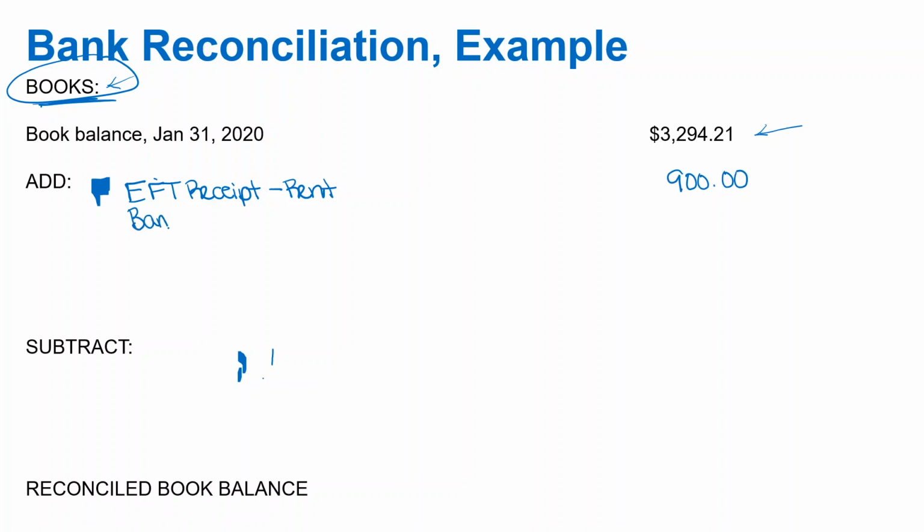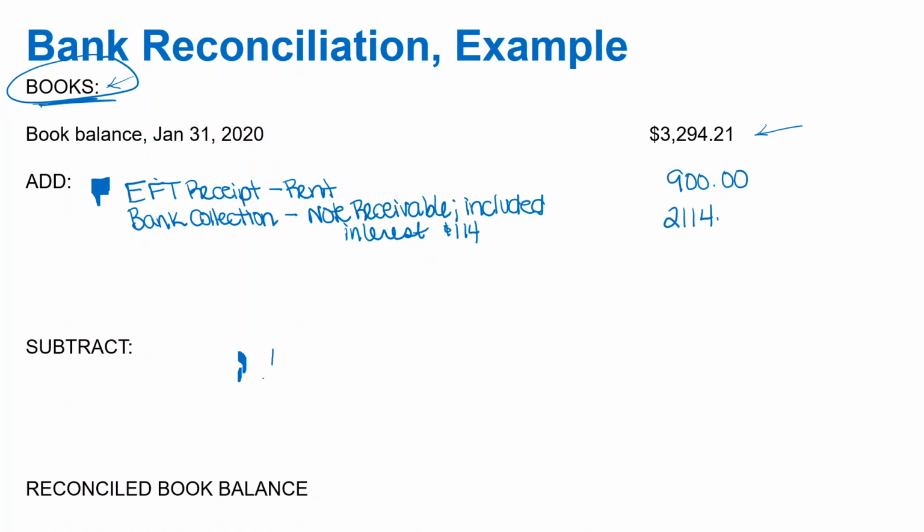So here we say a bank collection, and we're going to note what it's for. It's a note receivable, and it included interest of $114. And the total amount that we add was $2,114.